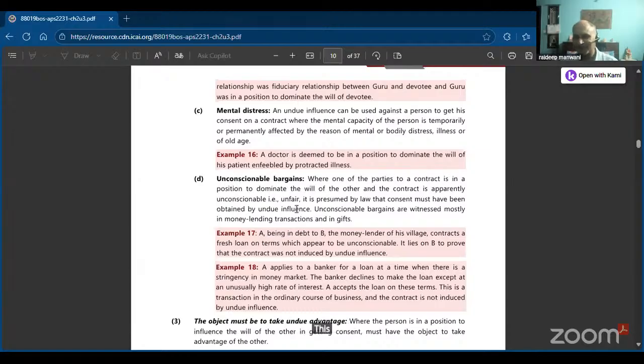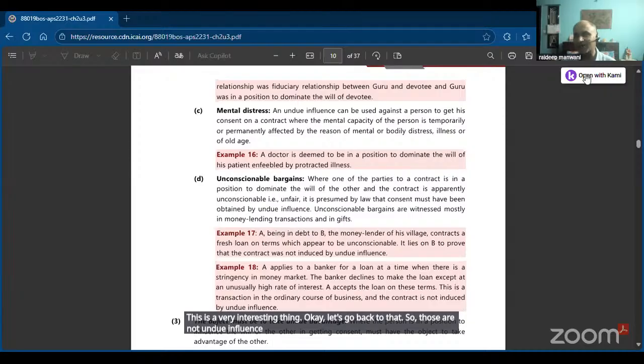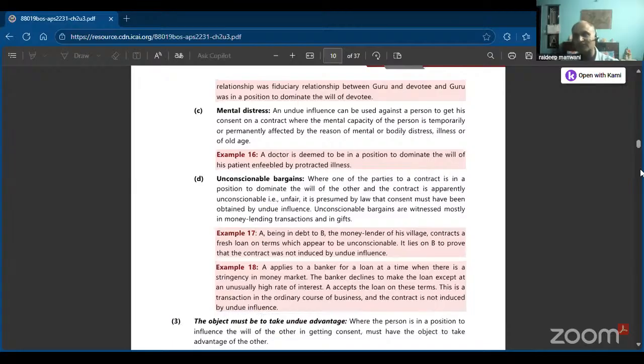This is a very interesting thing. Okay, let's go back to that. So those are not undue influence. Only if it shakes the bargain, it shakes the conscience of the person, it is. So the aggrieved party can put a case like that. Sorry, I didn't explain that. Now, just remember, we have 2 or 3 minutes left.